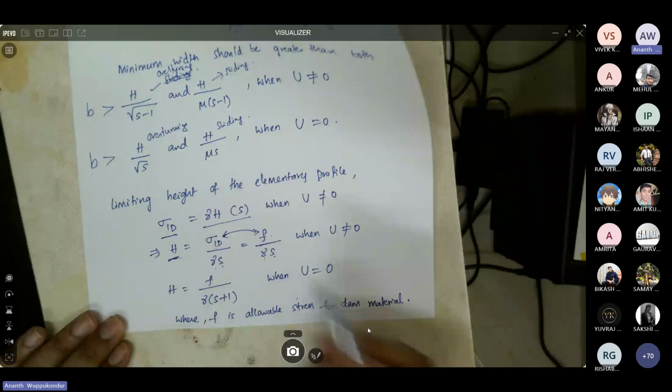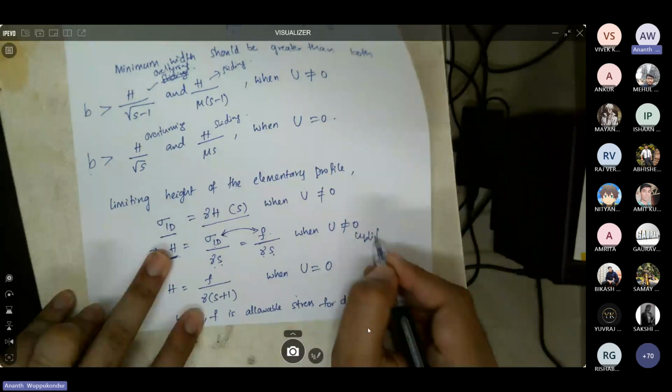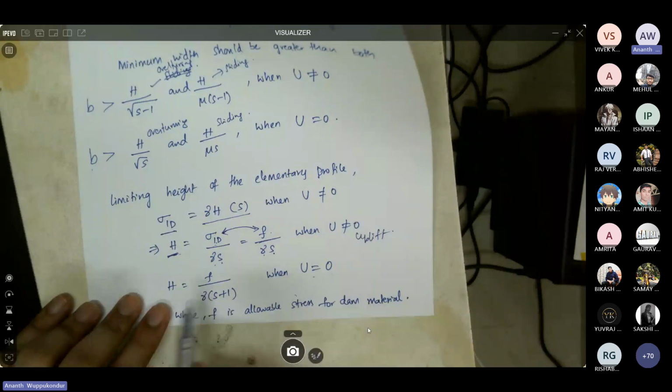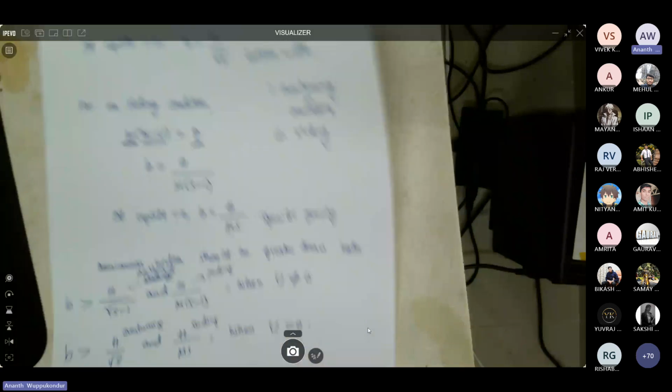When there is uplift, and when there is no uplift, then H is a function of F divided by gamma multiplied by (S plus 1). So this is a simple derivation that you can do as well. So this is about the elementary profile.